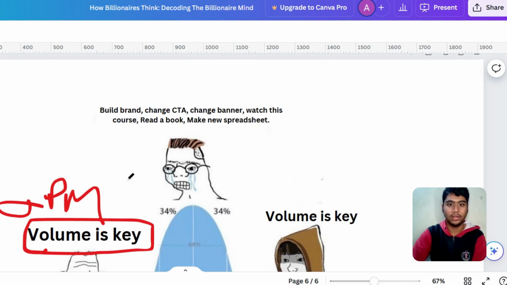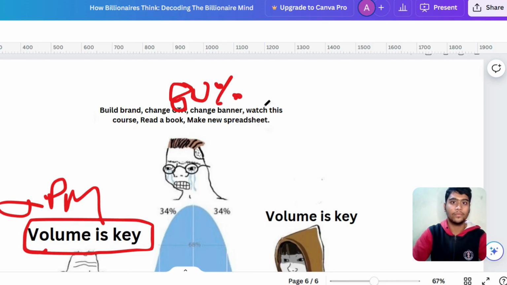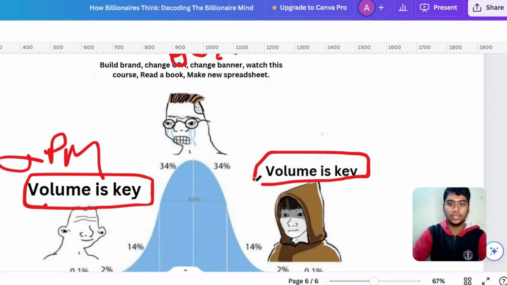Over the months and years, he gets into the details, like building a brand, changing the call to action, changing the banner, watching this course, reading a book, maybe a new spreadsheet, and so on. Because of the information he's getting online, he is expanding his knowledge. That's why he gets what we call decision fatigue, overthinking, whatever. There are many terms for this. Most people, 80% of agency owners, sit in this area. They overcomplicate everything, and over the months and years they will conclude with the same basic that the beginner had in the past.